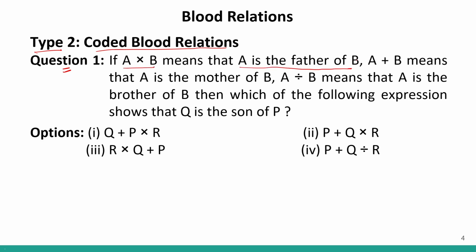So it is coded like this. A plus B means A is the mother of B. A divided B means A is the brother of B. Then which of the following expression shows that Q is the son of P?